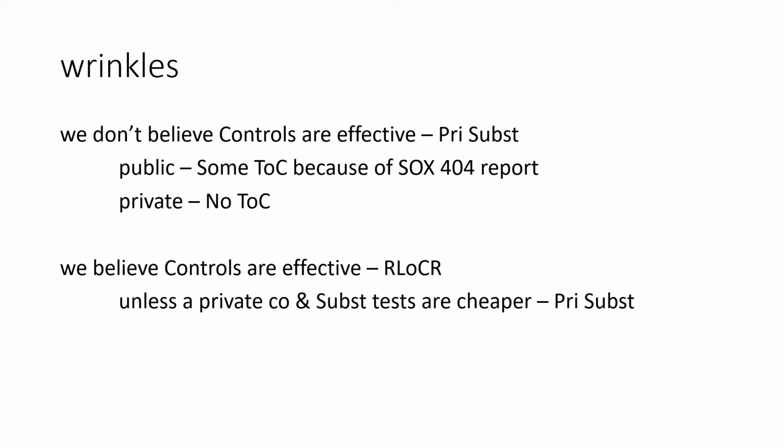When we believe controls are effective, we preliminarily assess control risk as low and take the reduced level of control risk approach. With one wrinkle: if it's a private company and we believe substantive tests will be cheaper than tests of controls, we're going to take the primarily substantive approach. So to me, we don't believe controls are effective, primarily substantive approach with a wrinkle. We believe controls are effective, reduced level of control risk approach with a wrinkle.